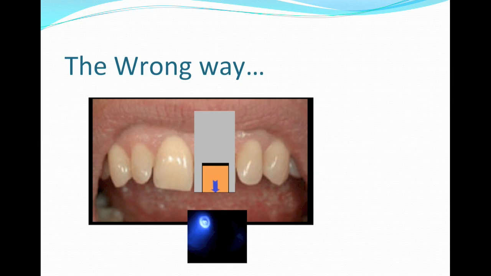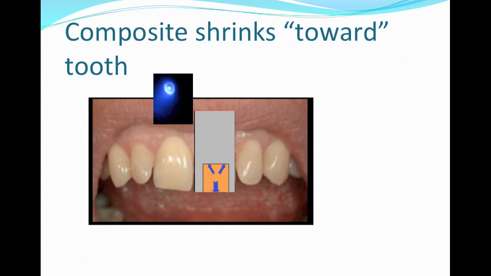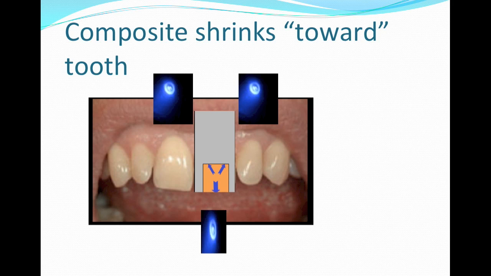This is the wrong way to do it. You see, this is allowing it to cure away from the tooth, which creates a gap there and mucks up the margins as well. So this would be the right way. First of all, put the light here, the shrinkage happens towards the light, then up here, shrinkage happens towards the light, and then finish off by curing the top as well.